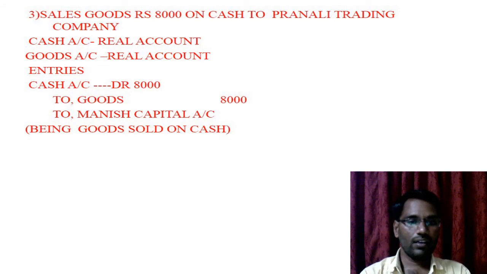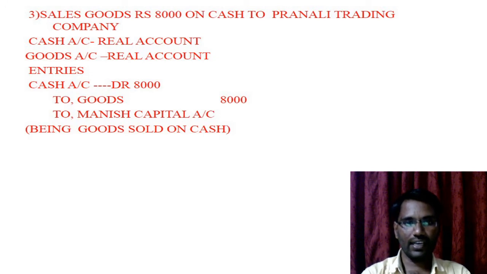Look at transaction number 3. The transaction number 3 is sales goods rupees 8,000 on cash to Pranali Trading Company. This transaction is made on the cash basis. In this transaction the goods are sold out. Sold out means goods go out from your business. Goods is one of the accounts and cash is one of the accounts. And forget it, Pranali Trading Company.